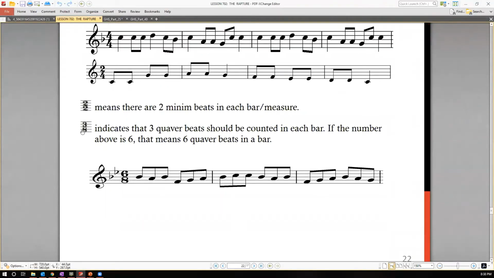All right. So a 3/8. We can have another time signature called a 3/8. What does this mean? This means that there are 3 quaver beats, or 3 eighth notes, in each bar.